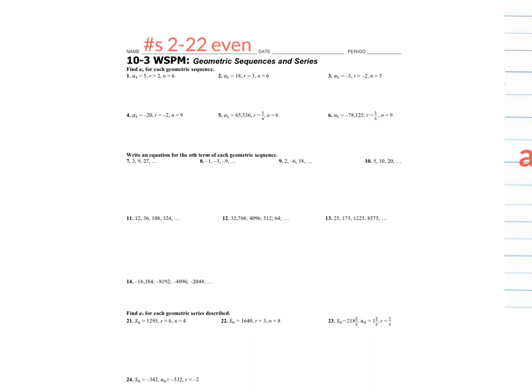In this video, we're going to be explaining worksheet 10.3 WSPM. Your assignment is to do 2 through 22 even. I will be explaining some of these, not all of these, but just some so you can get a hang of it.